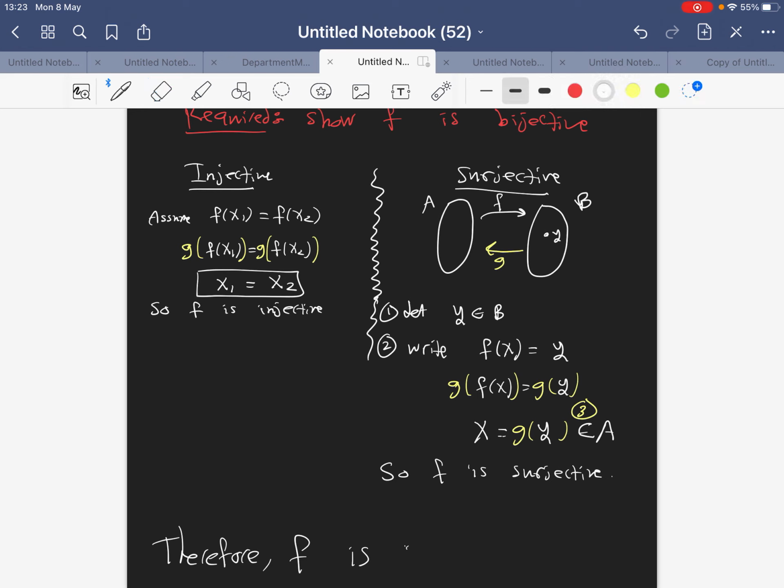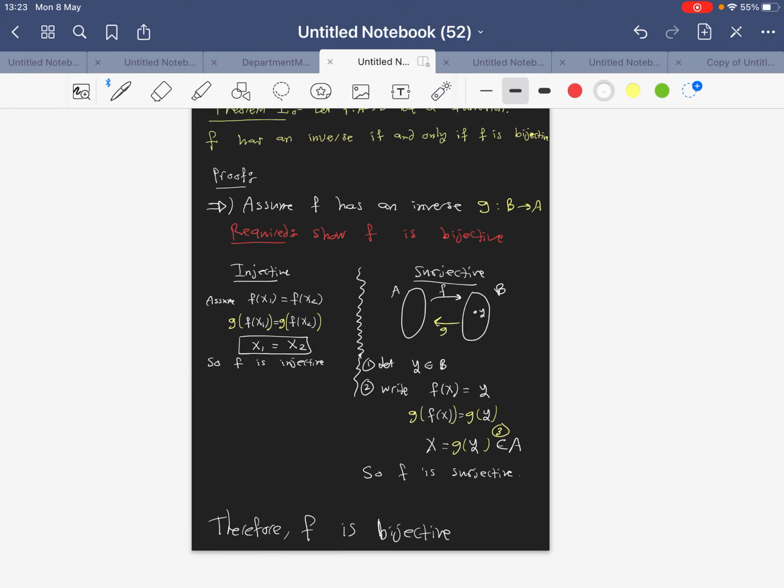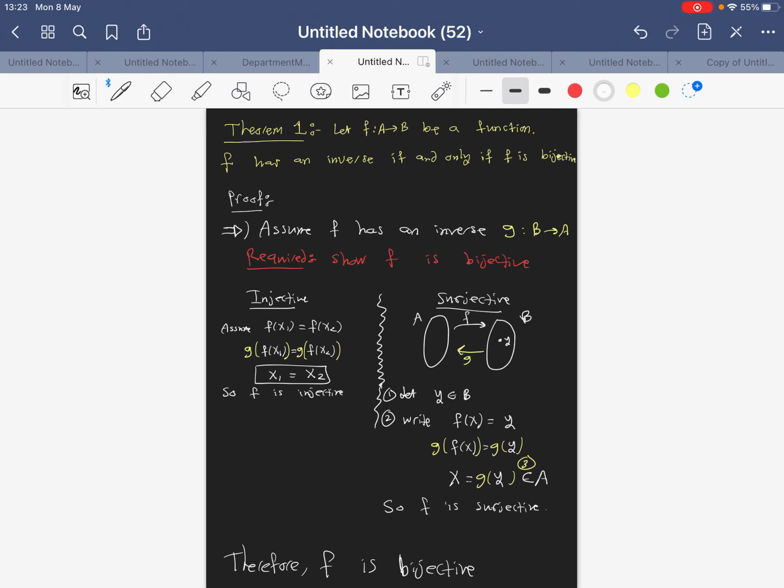It's a very nice proof, very good to practice. Please pause the video if you have any question about the first direction. I'll just leave it for you to look at it. We have to prove injective and surjective at the same time. Next, we will do the other direction, where we will assume that f is bijective, and we will try to prove that it has an inverse. So I need to find the g, I need to create the g.